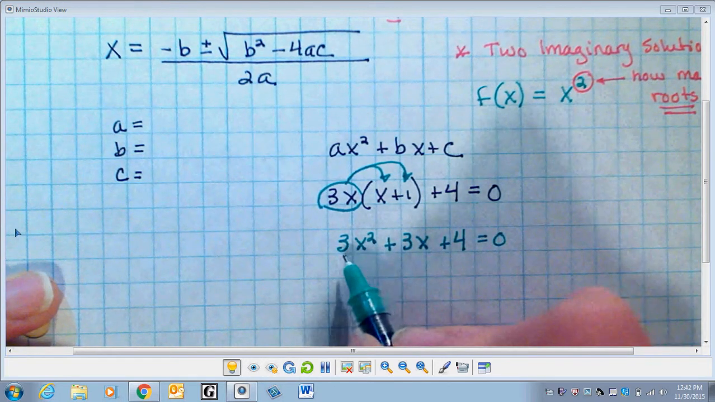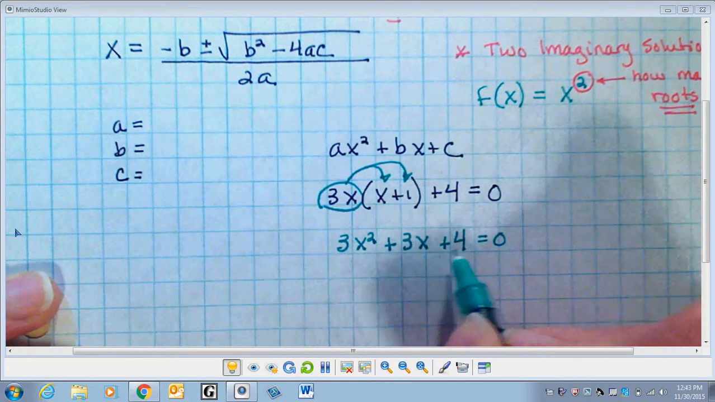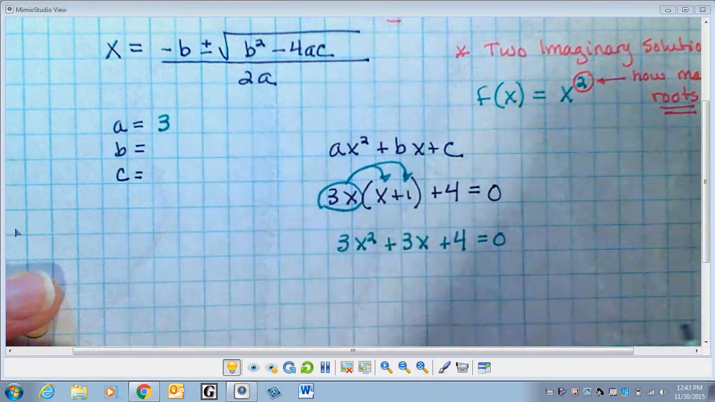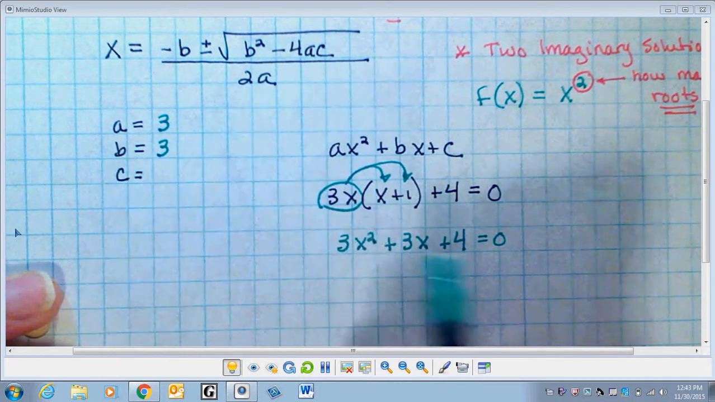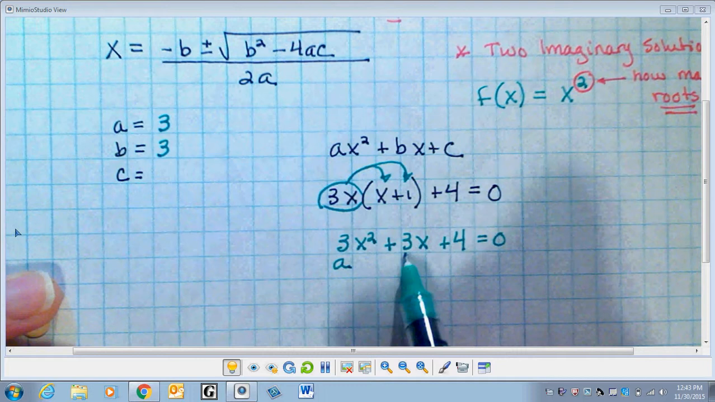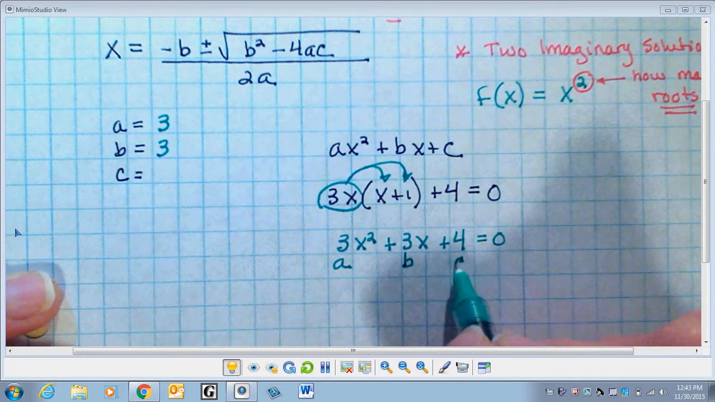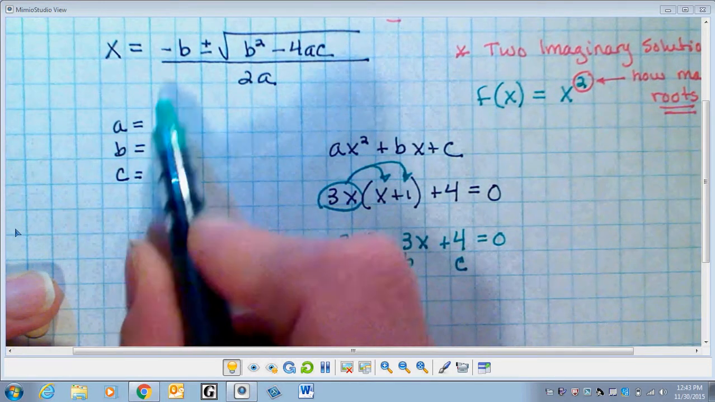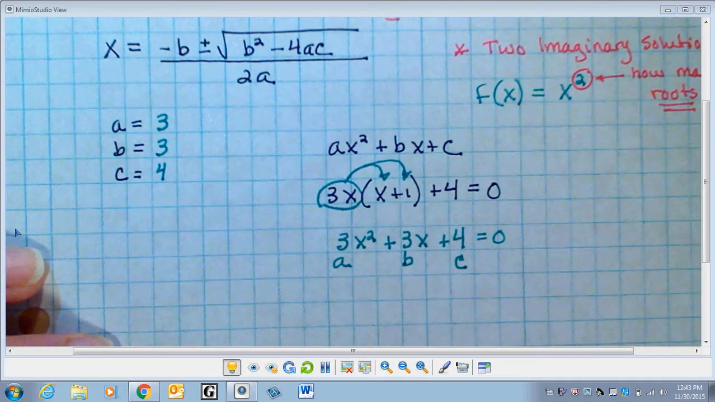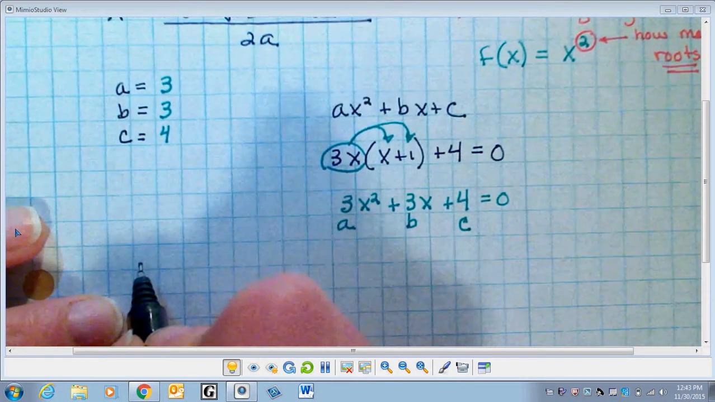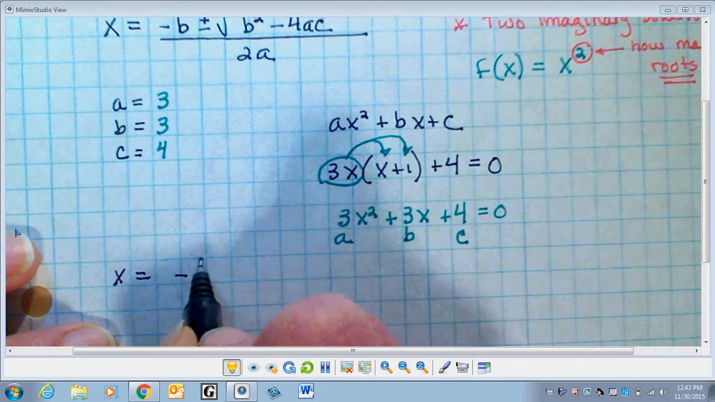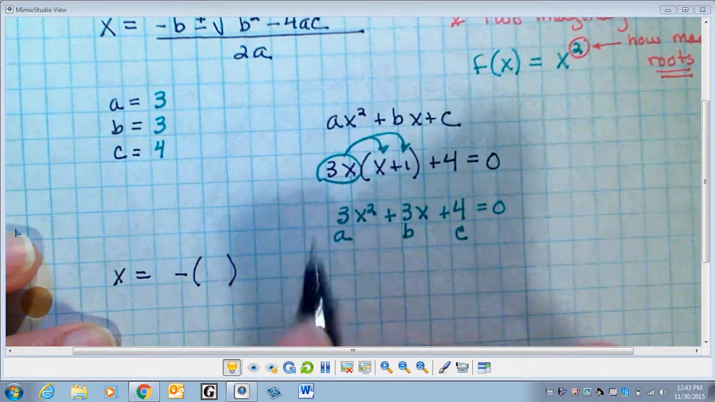So now this is ax squared plus bx plus c. I'm good. So I'm going to take the time and write down my coefficients here. So this is a, this is b, and this is c. I'm going to write them down like that so I don't get confused. Now I'm just going to transfer them in. Don't forget the x equals. So I'm going to copy down x equals negative b. Well, what's my b? My b is 3.